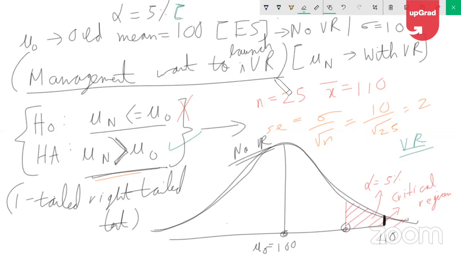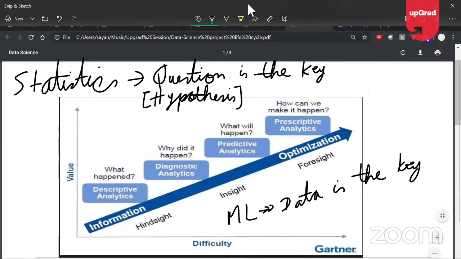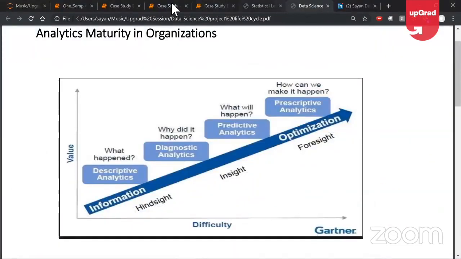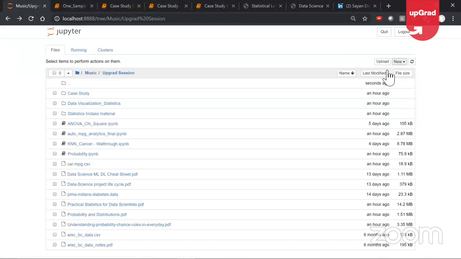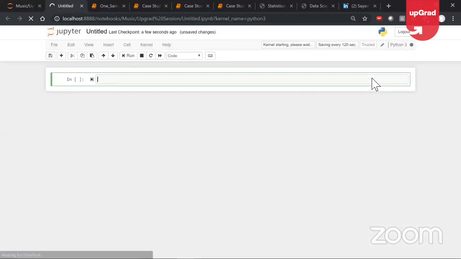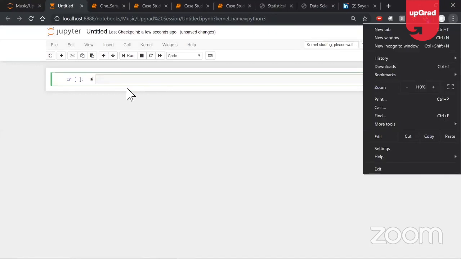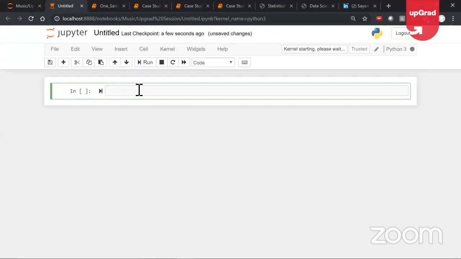So I'll go back to my Python interface quickly, and you need to bear with me on this, guys. Okay, so a new Python 3 notebook. I'm going to frame this problem in Python quickly for you. I'm going to import SciPy stats.